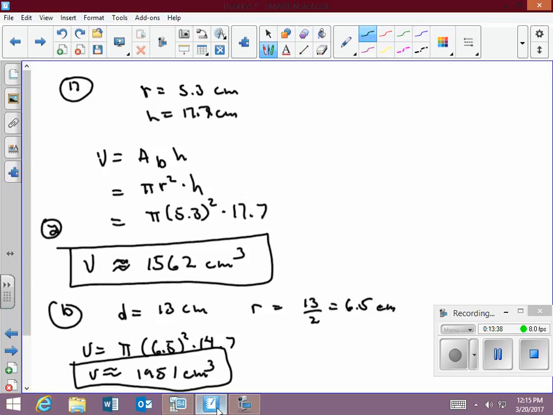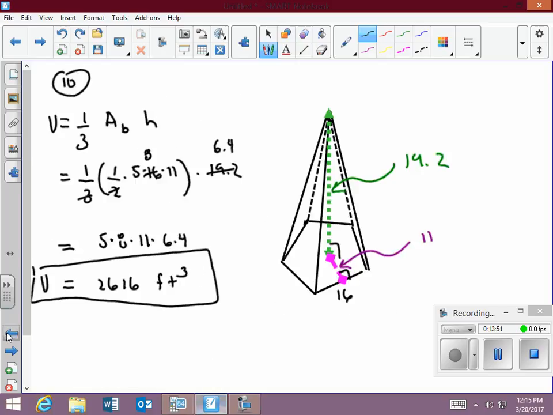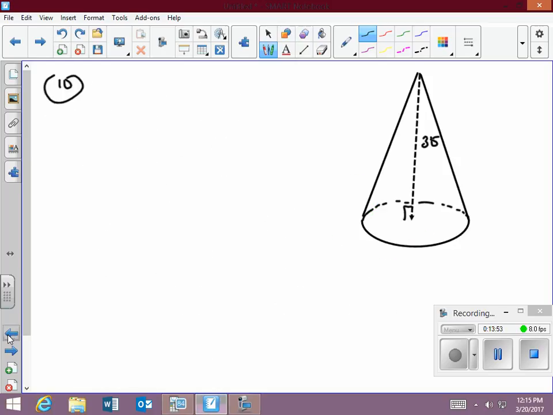Okay, here's the one I was trying to draw. That 14. Maybe go back to that. I'm going to have to redraw it. And it says find the volume of each right circular cone, round to the nearest whole number.